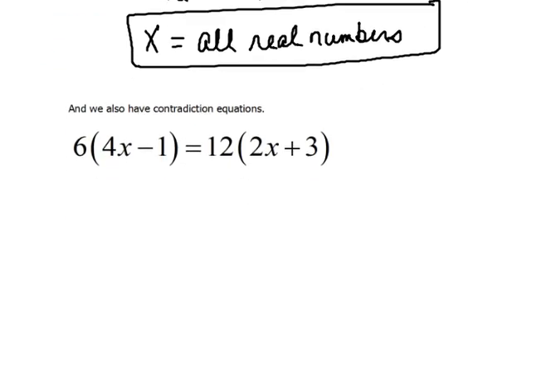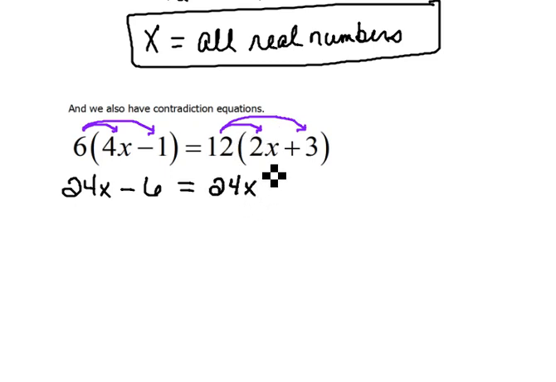Alright, let's look at another odd type of thing that can happen. And if you'll notice again here we have distribution, so we're going to distribute out each one of these. We're going to do that first. So 6 times 4x would be 24x, and 6 times negative 1 would be negative 6, equals. Now here again, distributing our 12. 12 times 2x would be 24x, and then 12 times a positive 3 would be a positive 36.